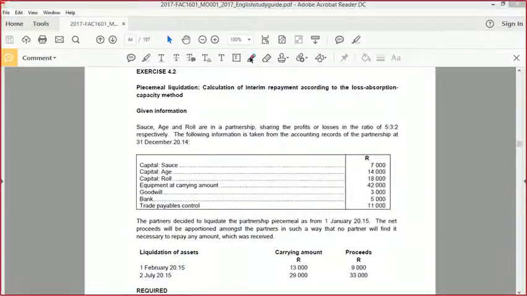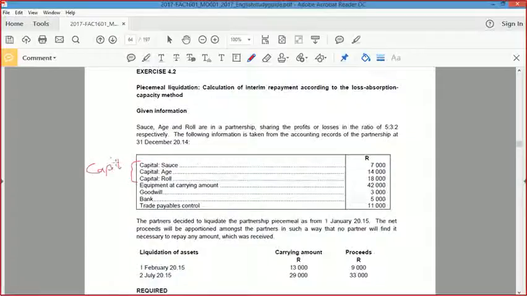What do you always do in every question? Determine what elements we're working with. Correct. So tell me what these are. The first three is capital. Correct. They don't change. So what balances will they have? They will have a credit balance. Good. Next. Equipment at carrying cost. That is an asset. Good. Goodwill, an asset. Good. Bank. Bank, it's favorable, so it's an asset. Correct. And trade payables? That's a liability. Correct. Good. So now you know what they are.